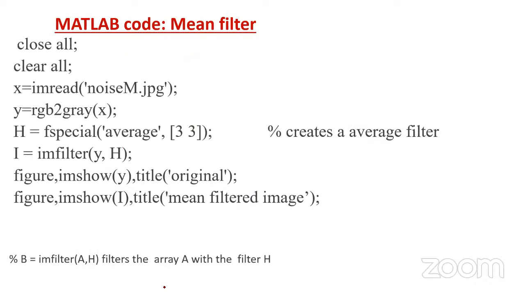So now I'll move to the Matlab hands-on. Here this is very simple. We have a noisy image, some noisy image I'm assuming. We have to convert it into a grayscale image. So RGB to gray. Of course, we can go for color images also.